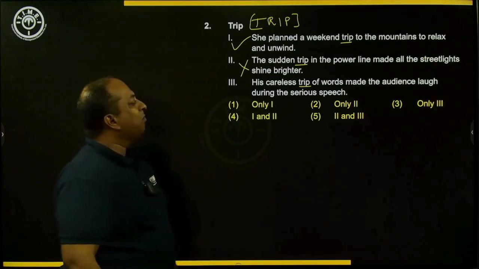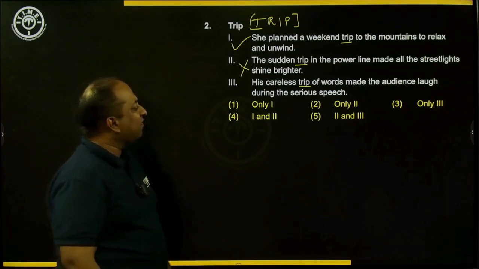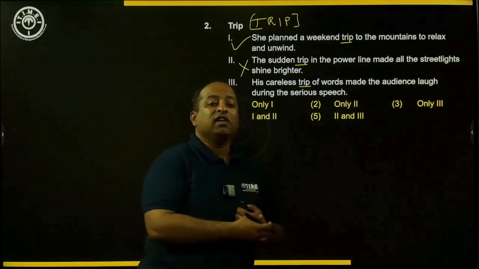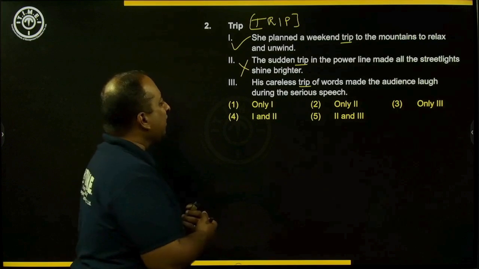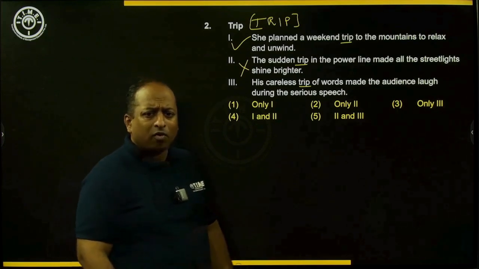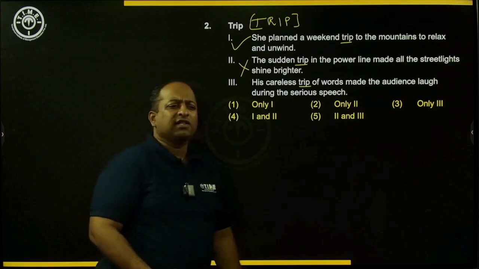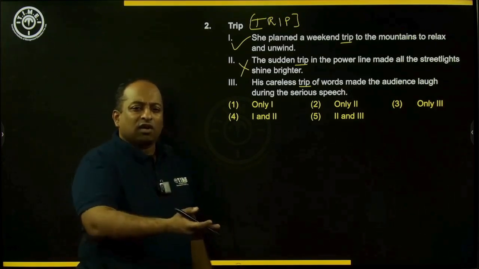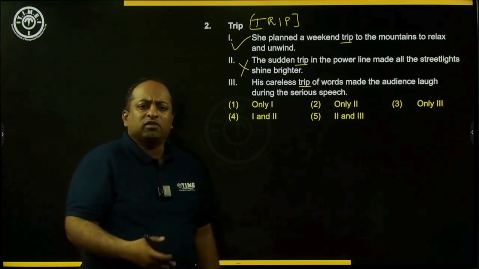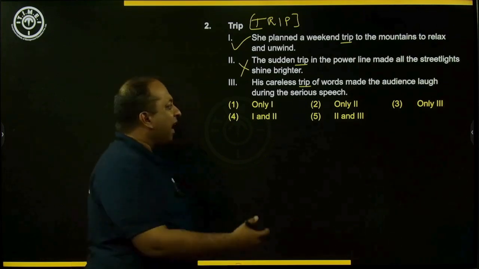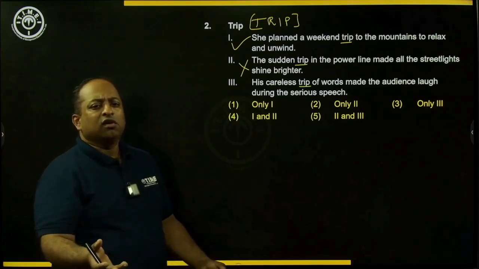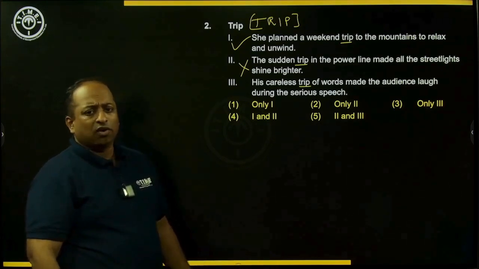Let's look at the third one. His careless trip of words made the audience laugh during the serious speech. Now this is a wrong usage of the word trip. So you can trip over something. Trip over means fall over something. So you can say maybe trip over words. You trip over words means you're saying the wrong words, you're slurring up your speech, and the audience has laughed because of the way you use the wrong words at the wrong time, right?